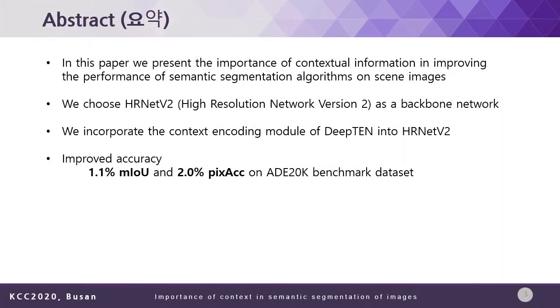So in this paper, we present the importance of contextual information in improving the performance of semantic segmentation algorithms on scene images. First, we choose a backbone network, which in our case is HRNet-v2. Then we incorporate the context encoding module of another network, EncNet, into HRNet-v2. We achieve an improved accuracy of 1.1% mean intersection over union and 2.0% pixel accuracy on the ADE20K benchmark dataset.